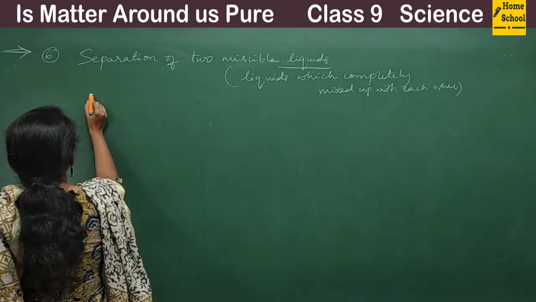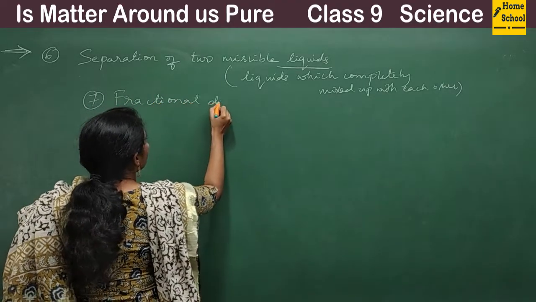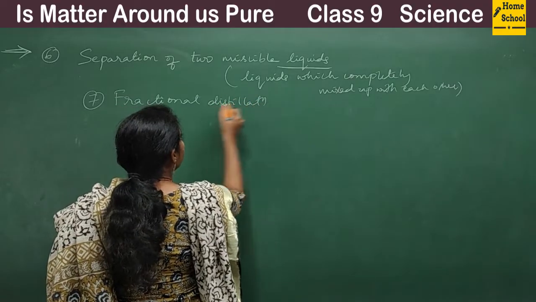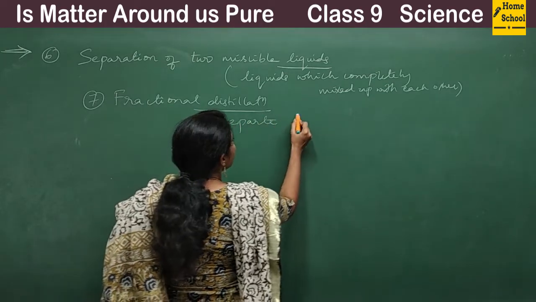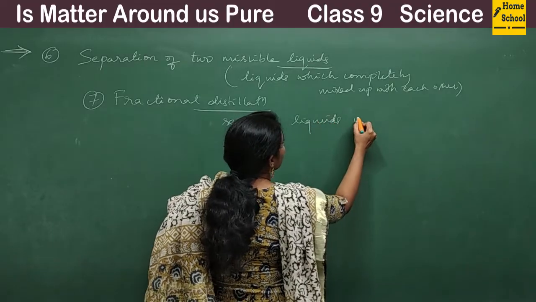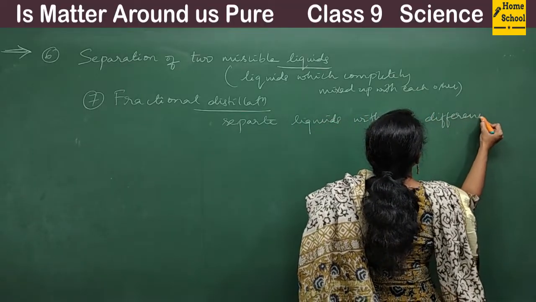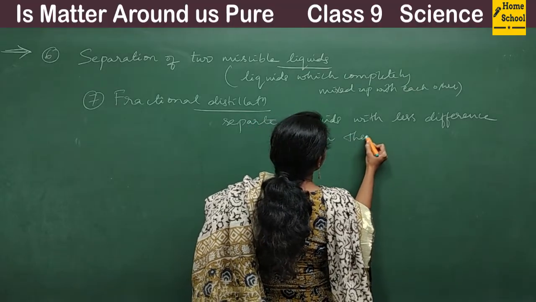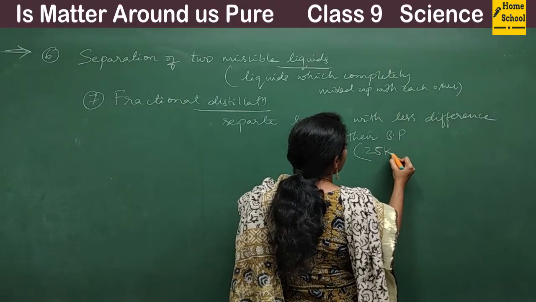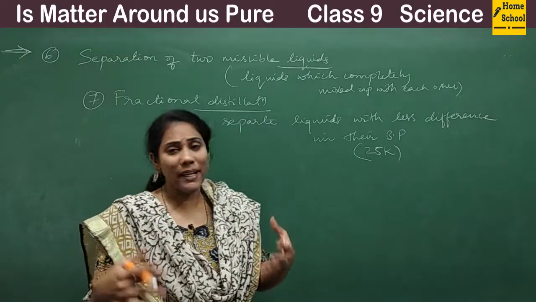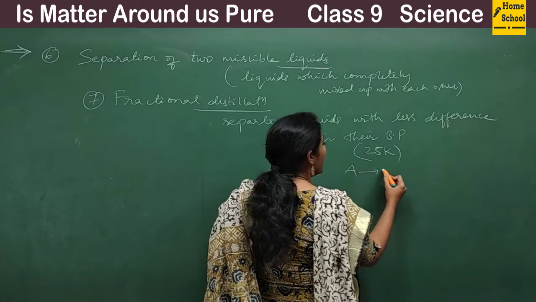Okay, so fractional distillation is our seventh method actually. A very important point to understand here is that we can separate liquids with less difference in their boiling points. When the liquids have a boiling point difference of around 25 Kelvin, which is actually a much smaller difference. Imagine you have liquid A, which has a boiling point of 100 degree centigrade.